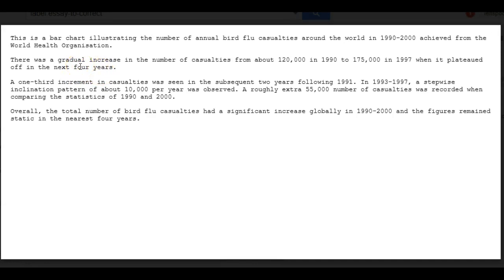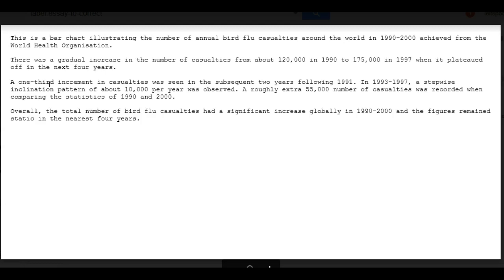Okay, a 1/3 increment in casualties was seen in the subsequent 2 years following 1991. Okay, a couple things here. First of all, in terms of vocabulary, this isn't really a way to express this change in the figures. And the second thing that I want to say is, judging from what I see in the bar chart, it's not really a 1/3 increase.